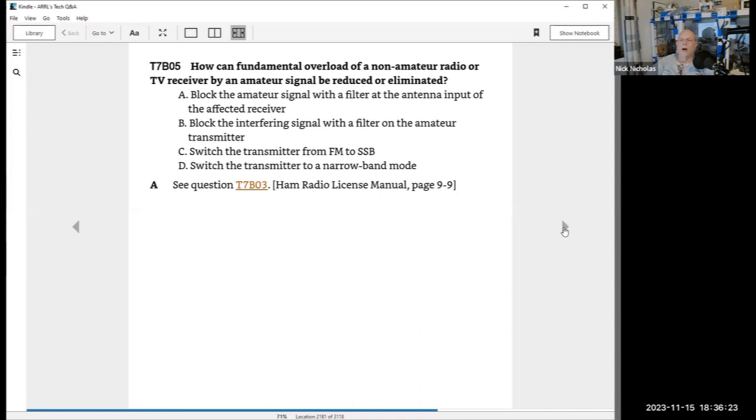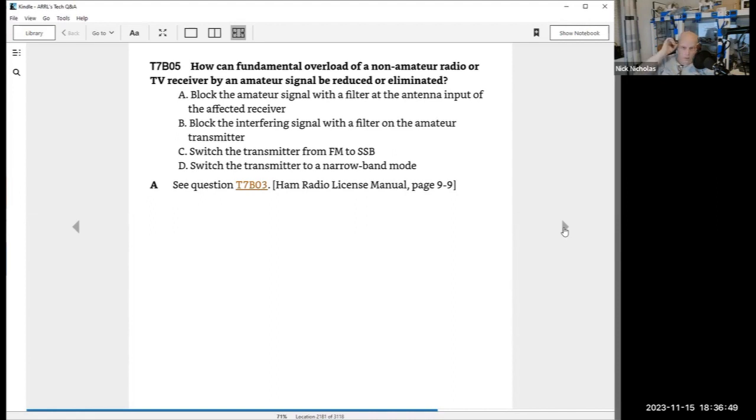Grounding also might help. How can fundamental overload of an amateur radio or TV receiver by an amateur radio signal be reduced or eliminated? Well, the answer there is to block the amateur signal that's offending with a filter. And on the input, it'd be either receiver.